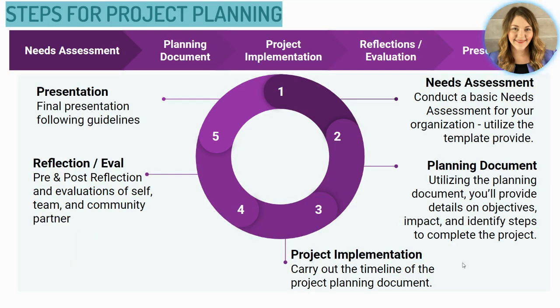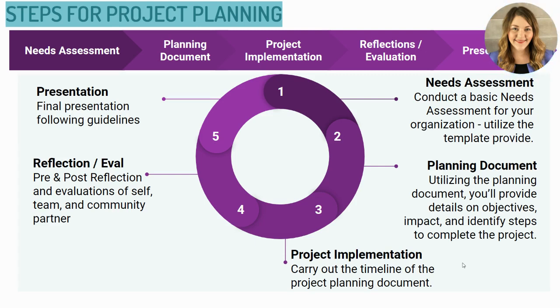So, just some overview, like basic ideas here. These are the big five, but there are tons of tiny steps in between, which I call your mini milestones. This way it allows me to have a consistent assessment no matter what project you're doing. So we've got a needs assessment, a planning document, and then your project implementation, your reflections. You've got a pre and a post reflection, and then you'll also do evaluations.